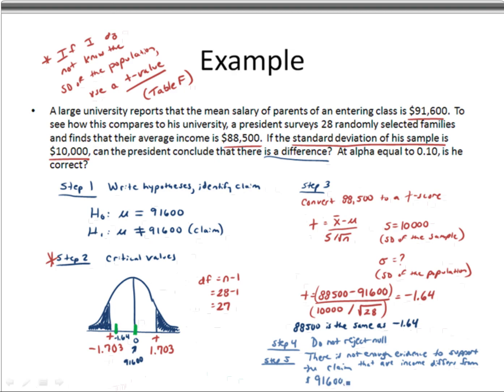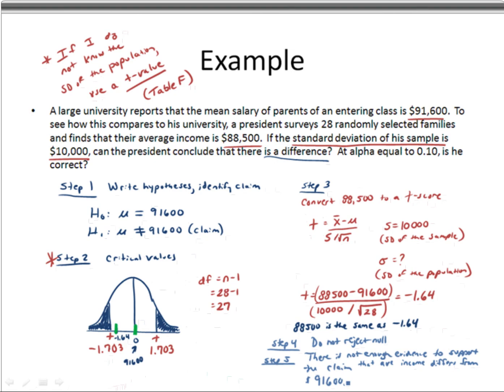And so the question said, can the president conclude that there's a difference? No, he really can't. Statistically, it's not less enough. He did come up with a number that was less, but it's not enough to say that there really is a significant difference. And so the answer to that, can the president conclude that there's a difference? We would have to say no. Is he correct? We would have to say no, he is not.